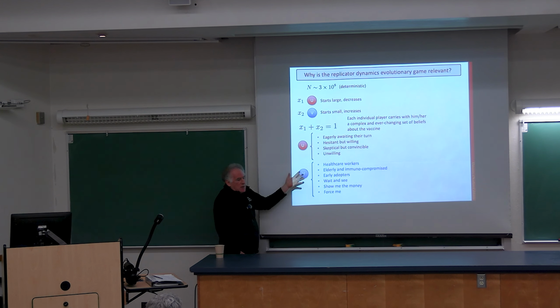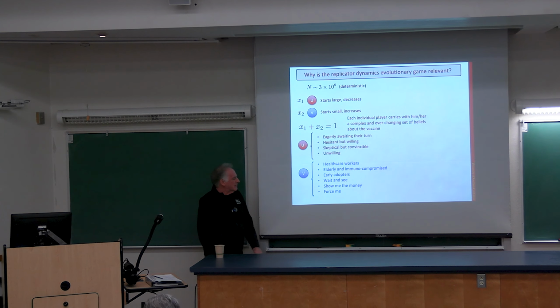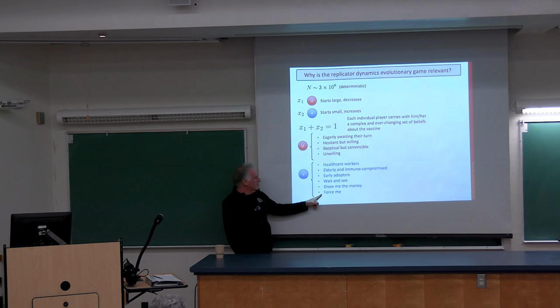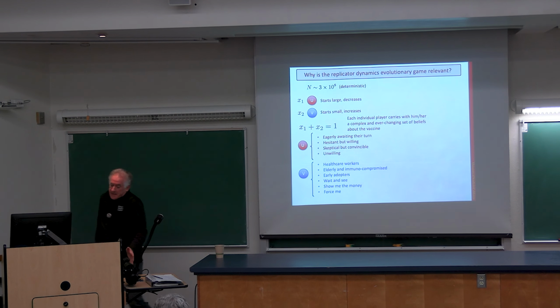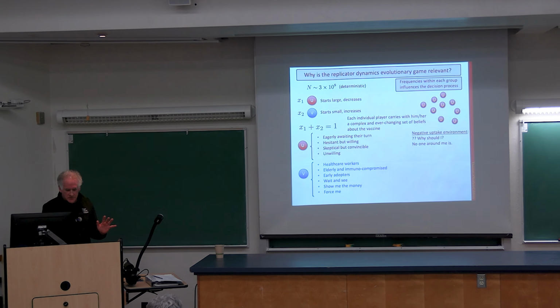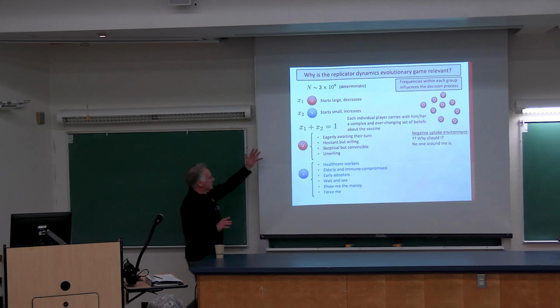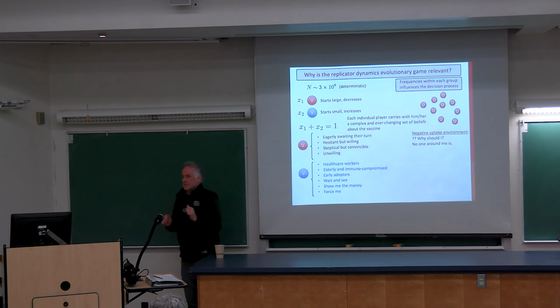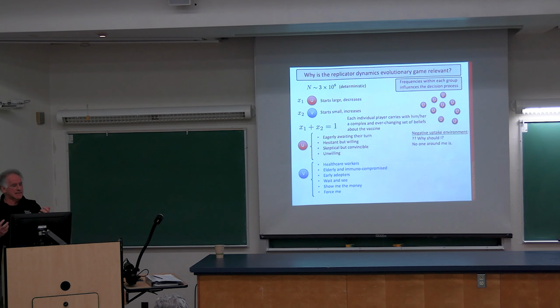And then the vaccinated group could be healthcare workers, right away. Could be elderly and immunocompromised right away, early adopters. Maybe there's a group of wait and see people who are trying to look at their neighbors and see if they died and make a decision based on that. But eventually they're going to get vaccinated. And maybe there's people that are waiting for rewards. Show me the money people. They want to wait until they get free plane tickets or whatever. And then there's another group of people that say, force me, and then I'll do it. So obviously there's different kinds of people in each group.